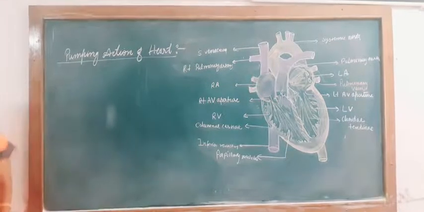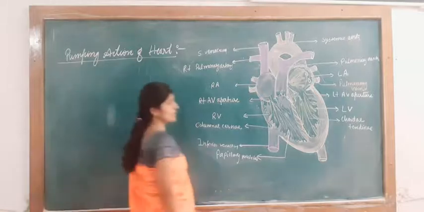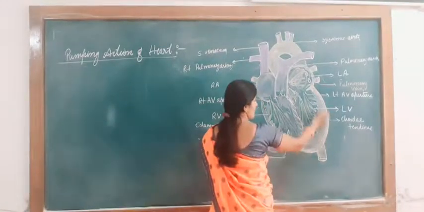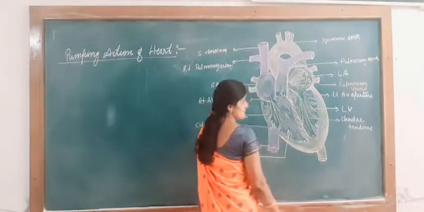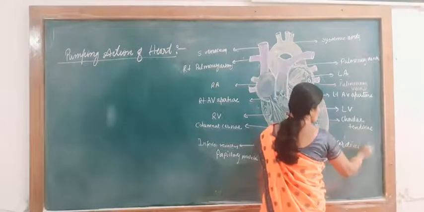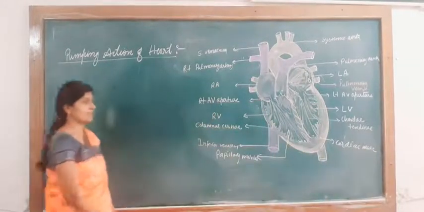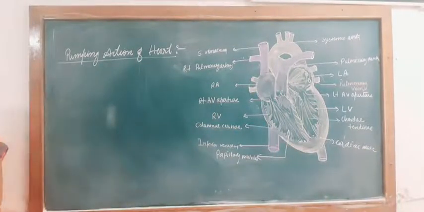The heart is the pumping organ, and the pumping action is brought by the rhythmic contraction and relaxation of the heart muscles. The heart muscles which are present here in the myocardium are cardiac muscles. These muscles contract and relax. So the heart pumps by this contraction and relaxation.